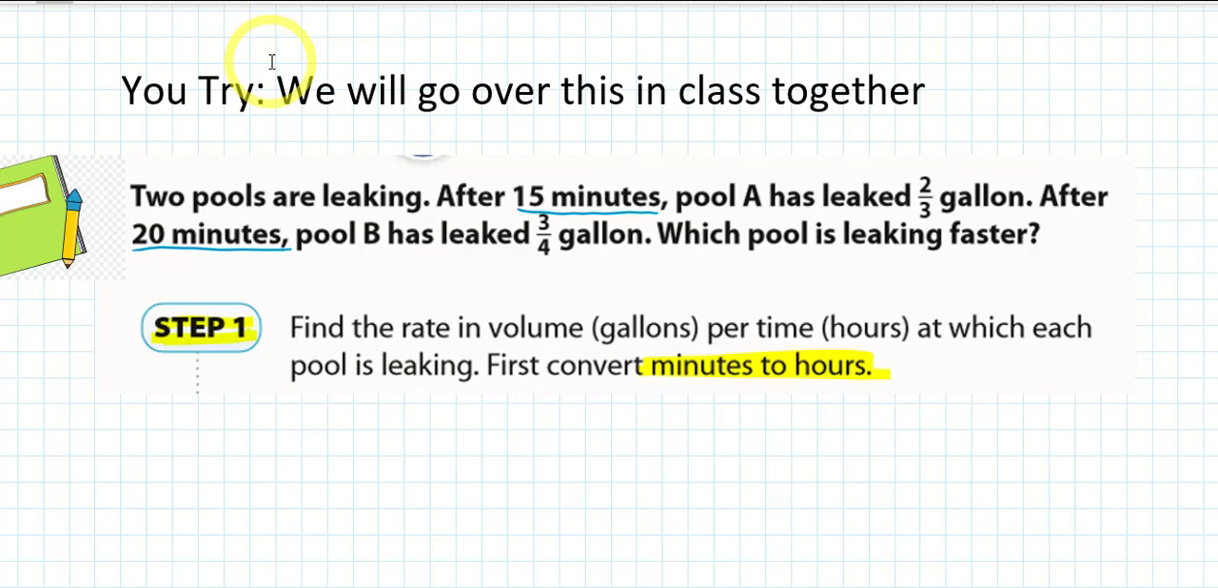And the way you set that up is you take the 15, it's 15 out of 60 minutes. So just simplify that. You can divide both of them by 15. 15 divided by 15 is 1. 60 divided by 15 is going to be 4. So this is 1/4 of an hour. And 20 minutes, you do the same thing. You would do 20 over the 60, and that's going to simplify to 1/3 of an hour.